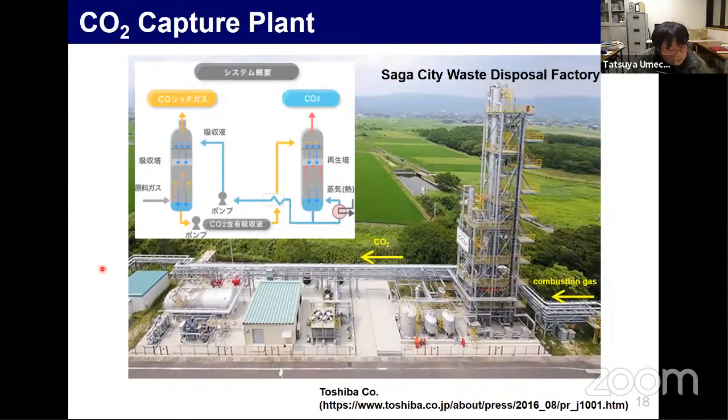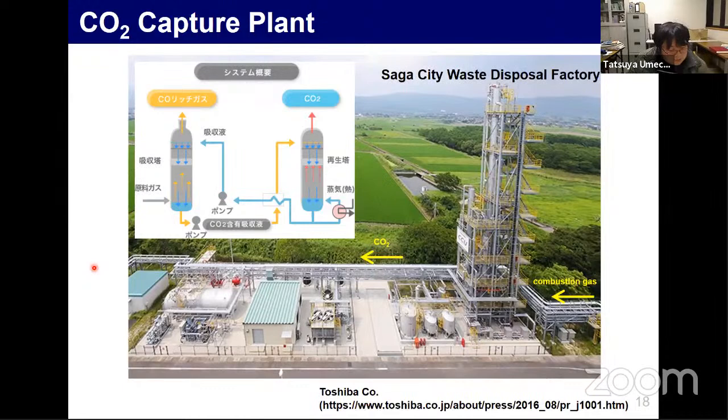This is a photograph of the carbon dioxide capture plant attached to the Saga City waste disposal factory. This plant has been in operation since August 2016. The carbon dioxide capture plant attached to the waste disposal factory is a rare case in Japan.